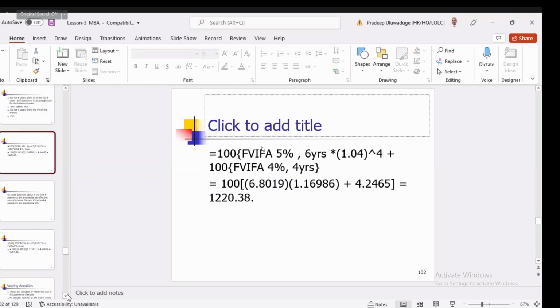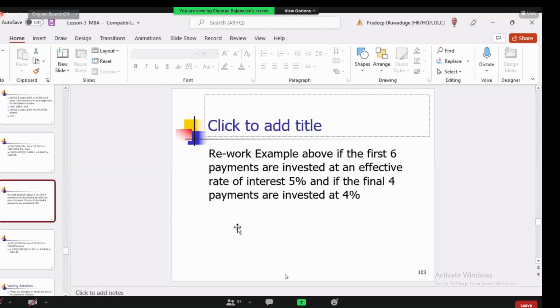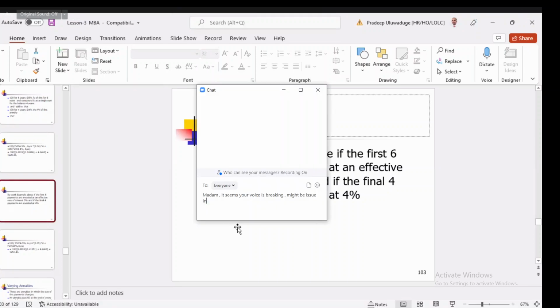Then rework the example above. If the first 6 payments are invested at an effective rate of 5%, and the final 4 payments are invested at 4%. Yes.